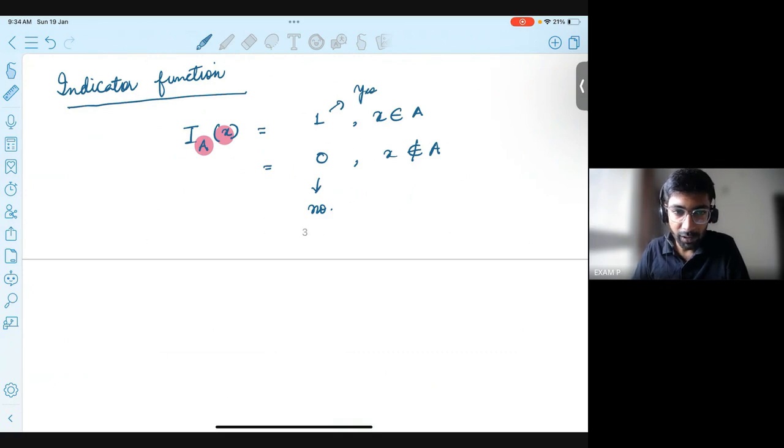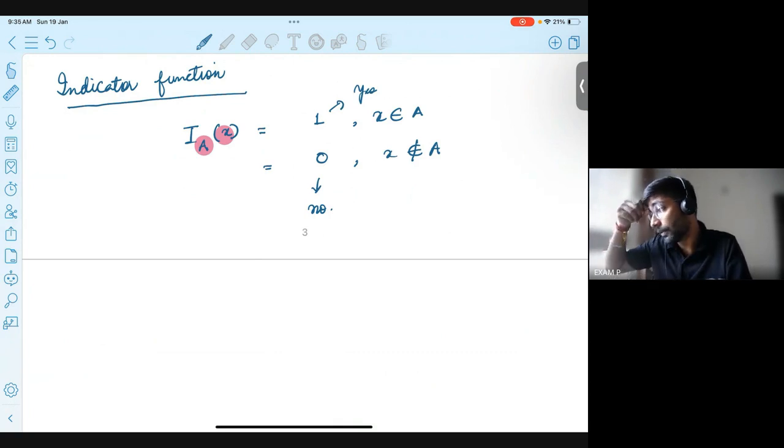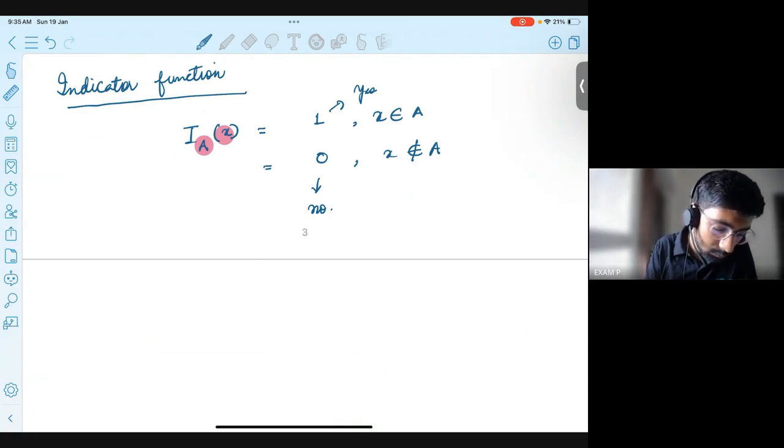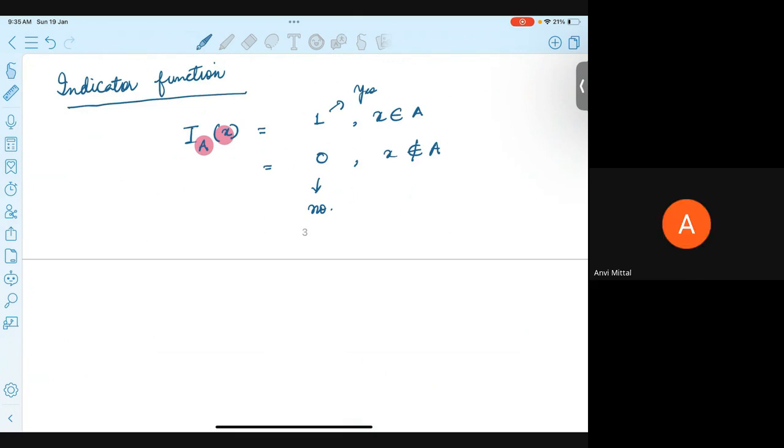Do you understand the notation and how it functions? And what is the use of it? So it's an indicator, which means you can get to know whether this particular outcome x is there in the event A or not. Yes or no? Not clear? Yes, sir. Clear, sir. Yes, sir.